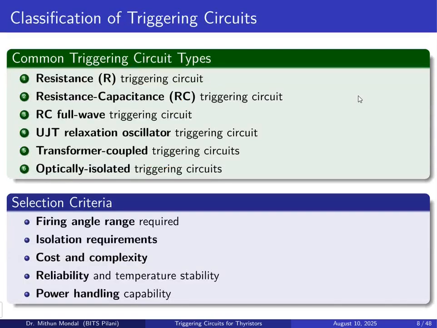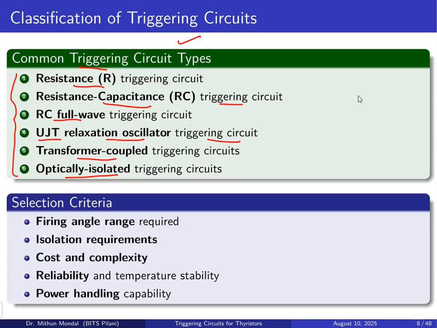When we classify the triggering circuits, they can be classified into some common types such as the resistance triggering, resistance capacitance combination triggering circuit, and RC full wave triggering circuit. There is something known as UJT, which we will discuss in the form of a relaxation oscillator triggering circuit. There are also the transformer coupled triggering circuit and the optically isolated triggering circuit. These are the common triggering circuit types which we use to turn on the thyristor.